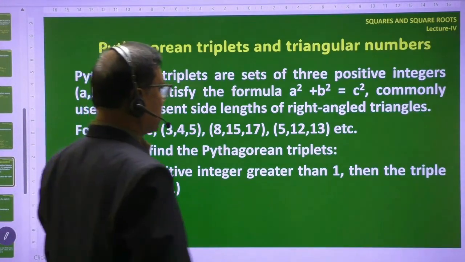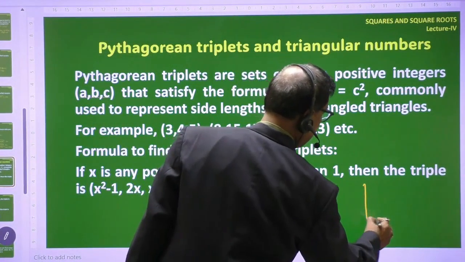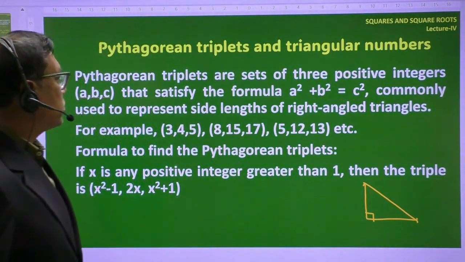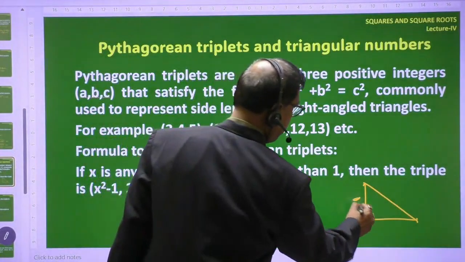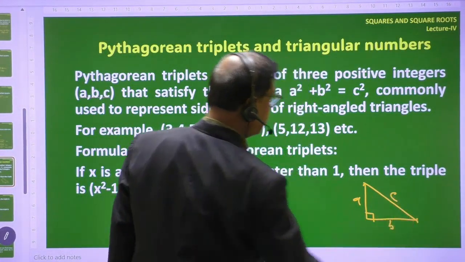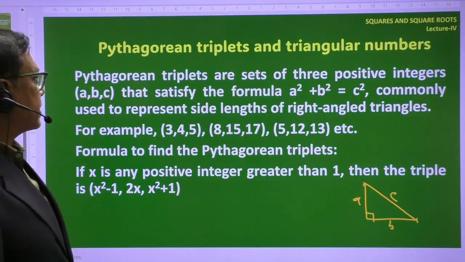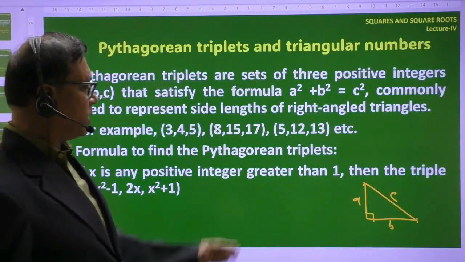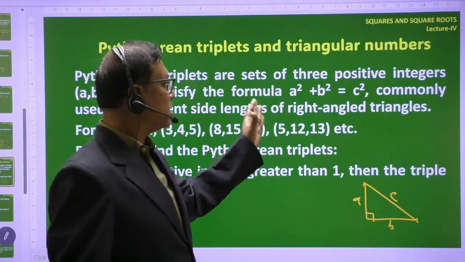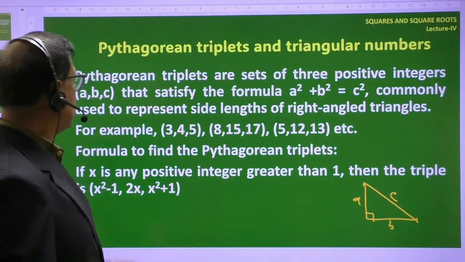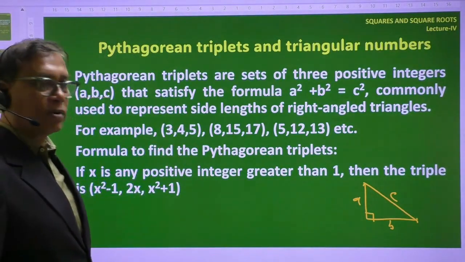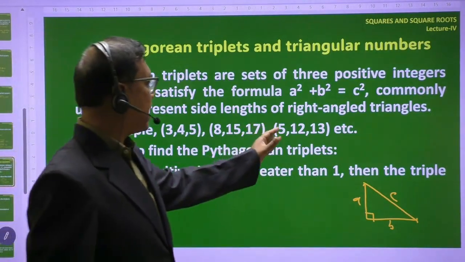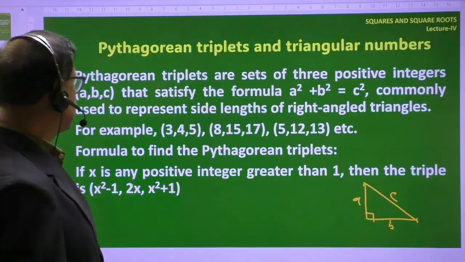Is it clear? That means the right angle triangle ABC, three numbers of the right angle triangle. So a square plus b square equal to c square. If we get this relation, then a, b, c are called a Pythagorean triplet. For example, 3, 4, 5; 8, 15, 17; 5, 12, 13, these are the Pythagorean triplets.